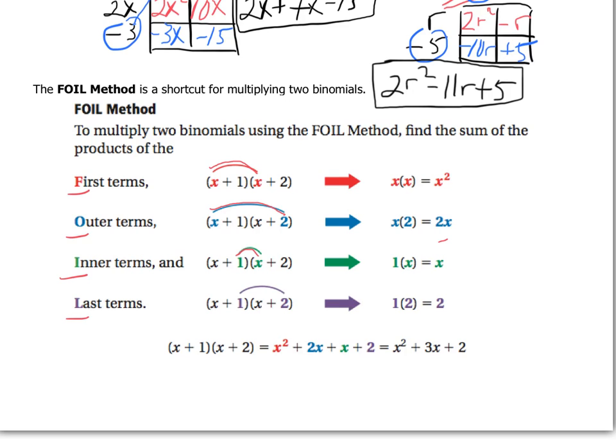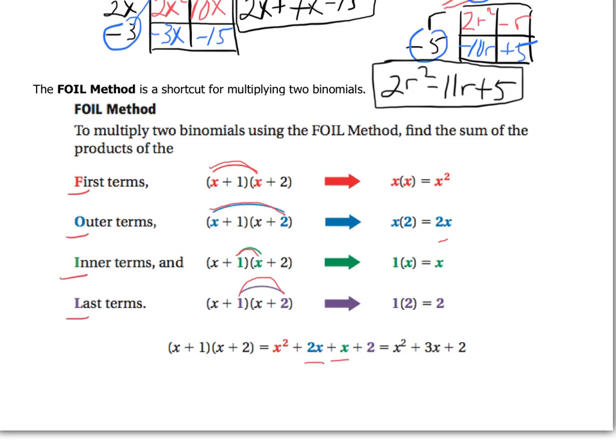So that's going to give us the FOIL name. And so you would take the last term of the first binomial, which is the 1, times the last term of the second binomial, which is the 2. 1 times 2 is 2. At this point, you're going to take all of these together and add them with the like terms.